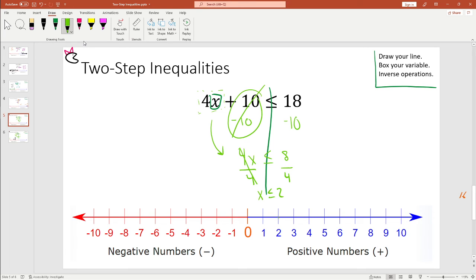2 is right here. What are some numbers that are less than 2? 1, 0, negative 1, negative 2. So I have a pretty good idea that it's going to be going this way. It's going this way. What about 2 itself? Is 2 less than or equal to 2? Yeah. Which means I'm going to put a shaded in circle at 2 to signify that that is a solution. And I'm going to draw my line going to the left.